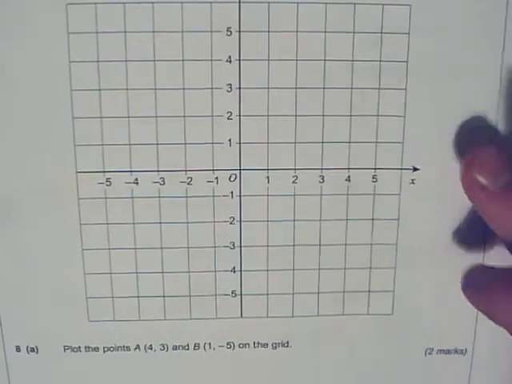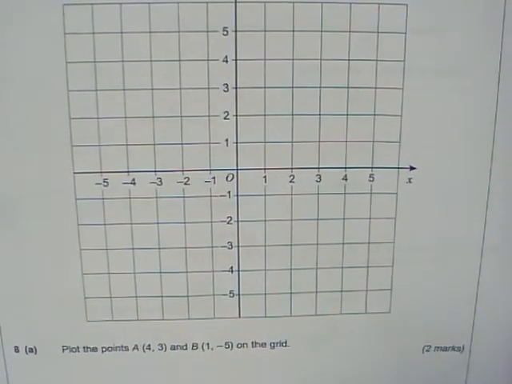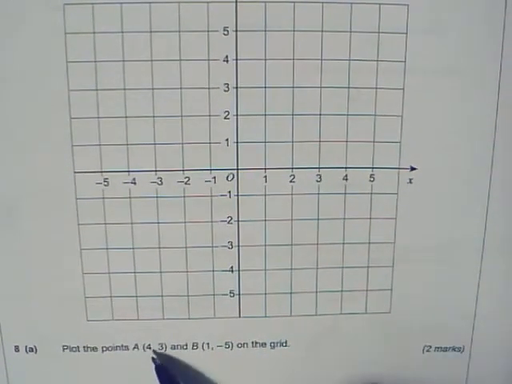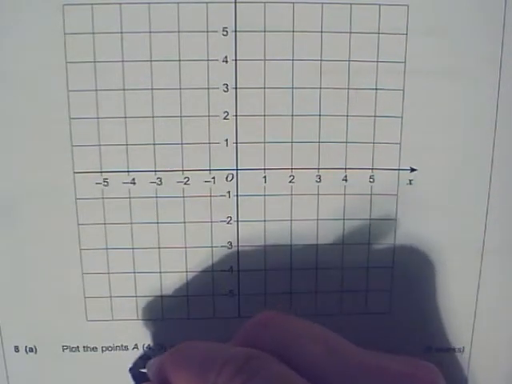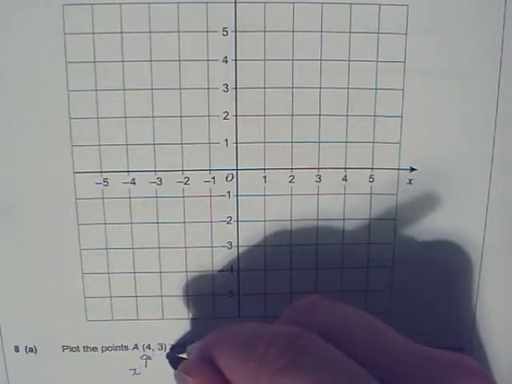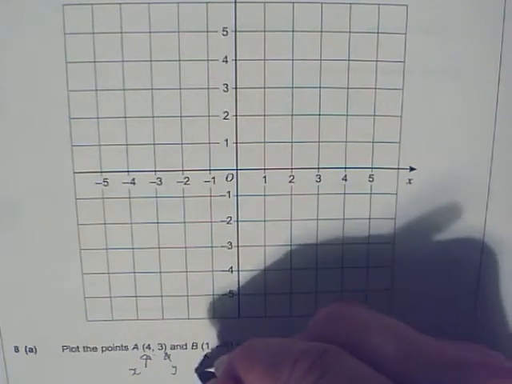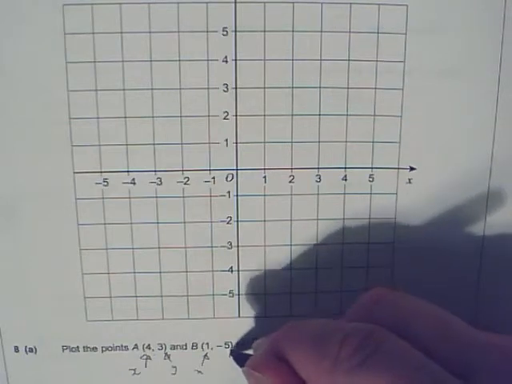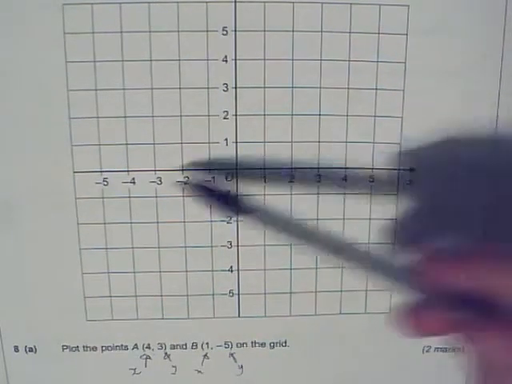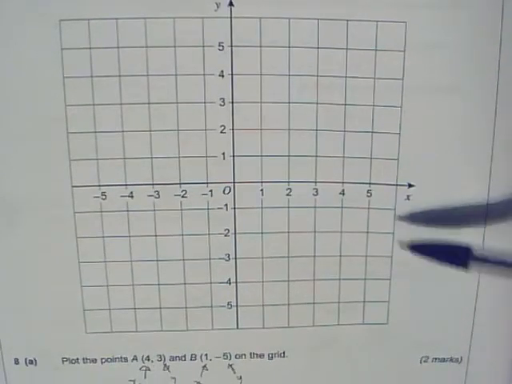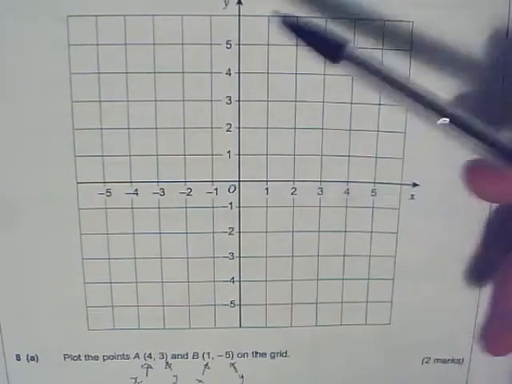Question 8a, some marks up for grabs straight away for being able to plot coordinates. All I need to remember is that this is my x amount and the one on the right is my y amount, so I'm going to do that for this one here as well. That's my x, that's my y. So my x means how much right or left, and it's been labelled here helpfully, and my y means how much up or down.